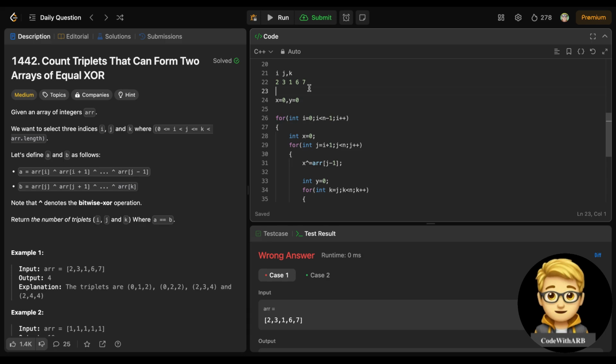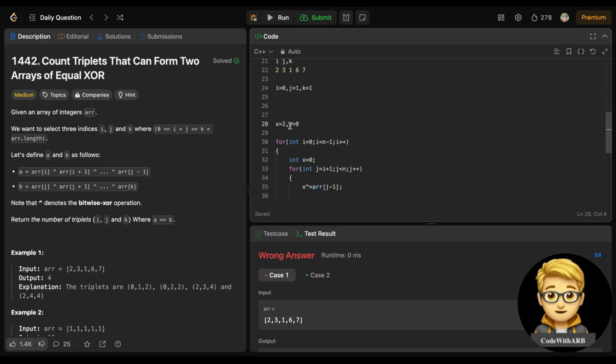So how is this working? If you see here 2 3 1, when we start from 2, i equals 0, j would be 1, and k can also be 1, right? So when we start with i equals 0, x can be 2, and y will start from k equals j to less than n, so this would be 3. Is this equal? No, this is not equal. So we will again move the kth pointer. So this 3 XOR 1. Now this x and y are equal.